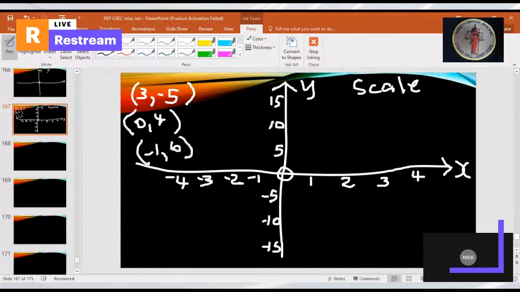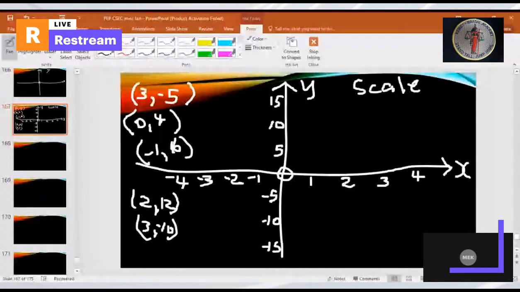Let's do these: (3, -5), (0, 4), (-1, 6), (2, 12), (3, -10), and (0, -11). All right, so we're going to plot these points.